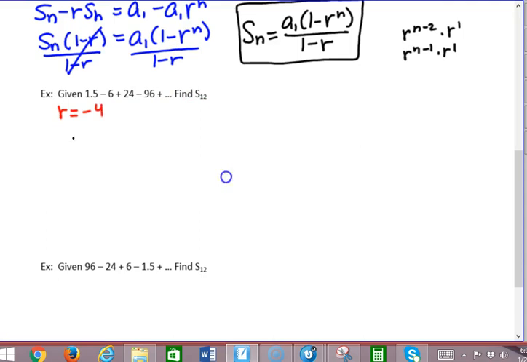So I'm going to say s sub 12 is equal to 1.5 times 1 minus -4 to the 12th power over 1 minus -4. Now, one mistake that a lot of students make is they look at this and they see a minus a negative and they say, oh, that's just 1 plus 4 to the 12th. But it is not, and I'm going to show you why.